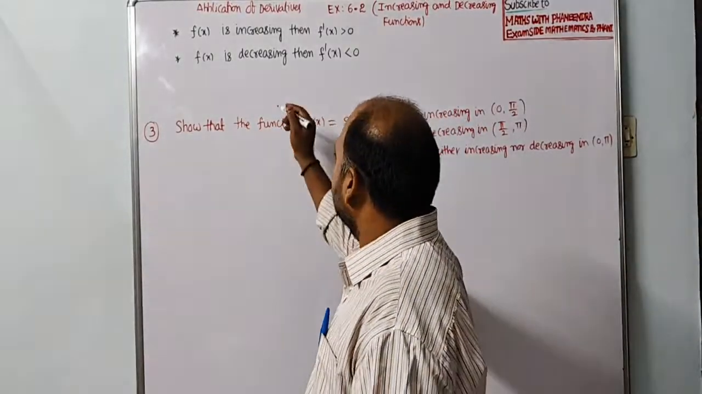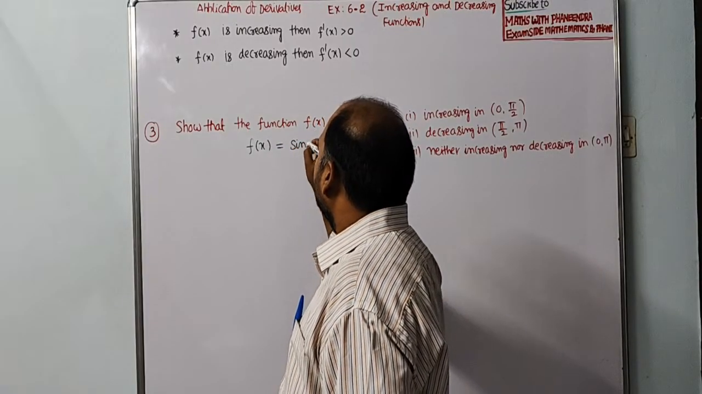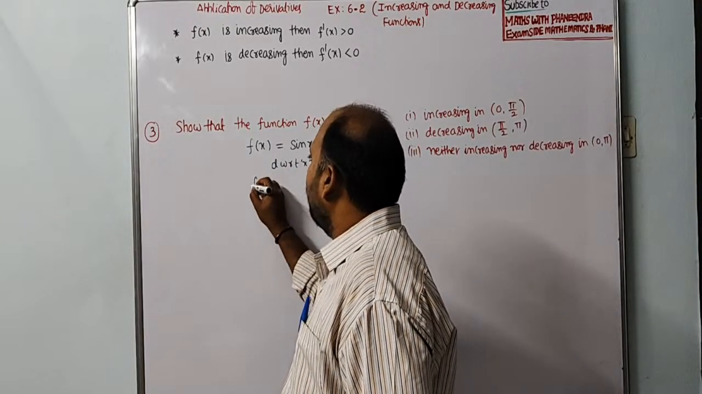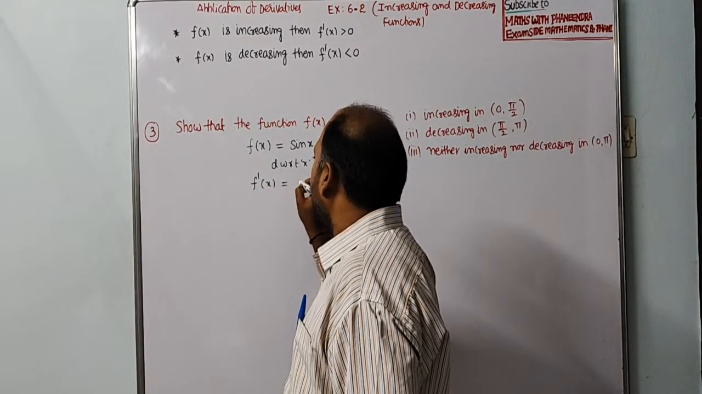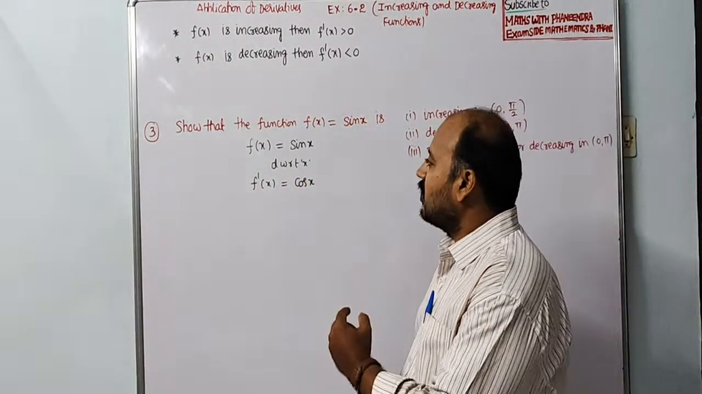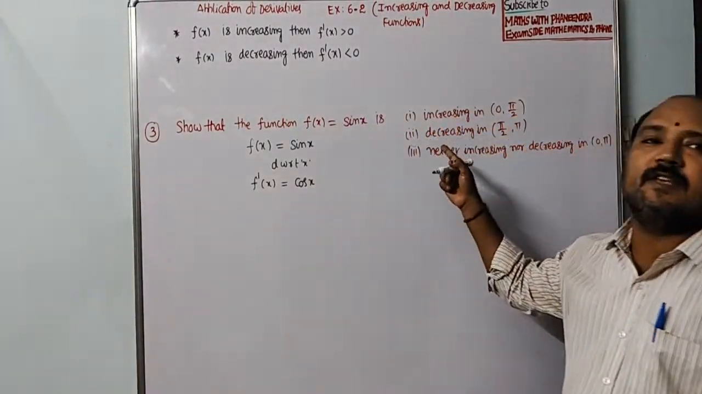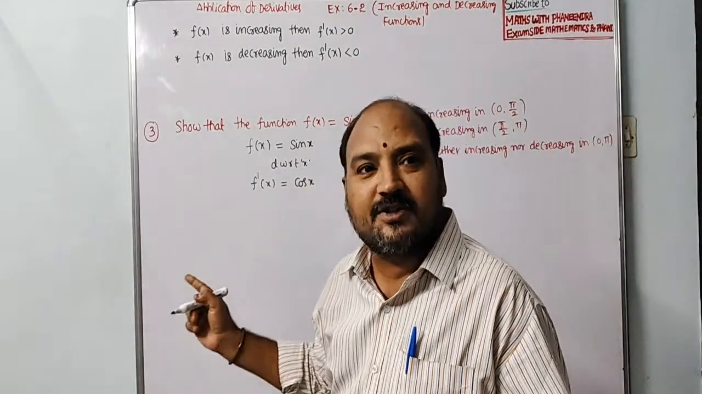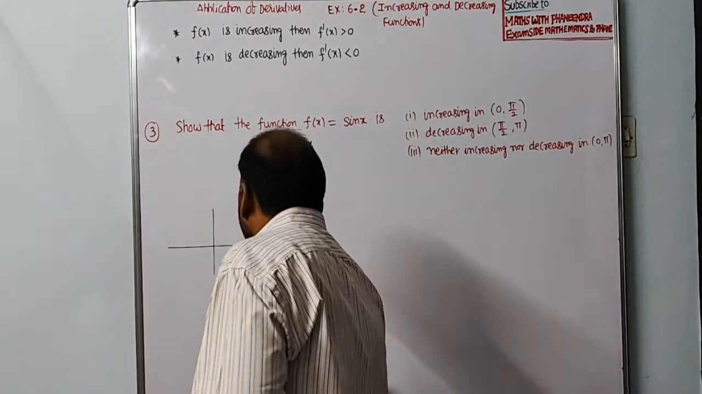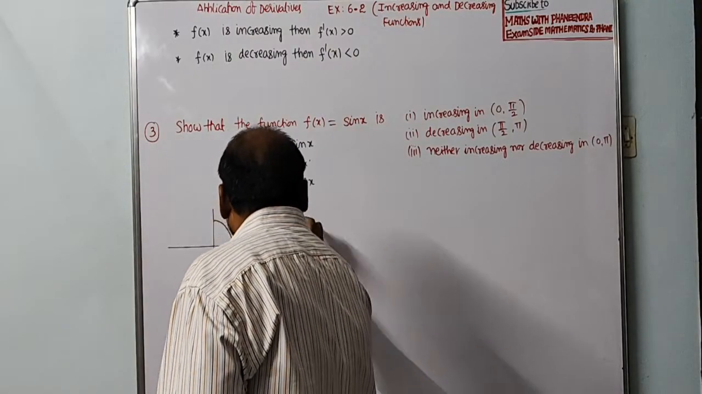How to prove that? So f of x equal to sin x. Differentiate with respect to x. F dash of x is equal to cos x, since the derivative of sin x is cos x. Now they are asking to find where it is increasing. F dash of x is cos x. What is the cos x curve? So this is the curve of cos x. Cos x is not passing through the origin, dear students.